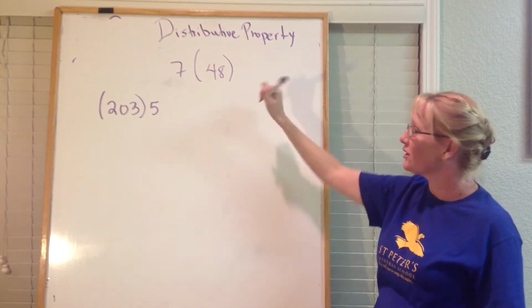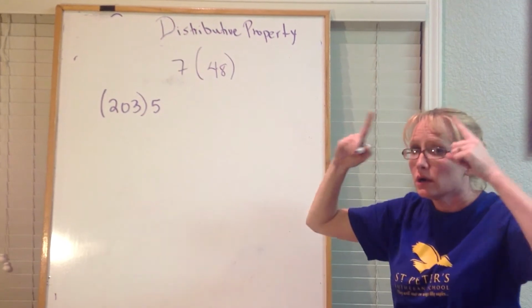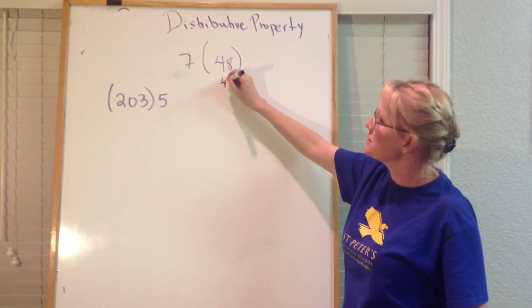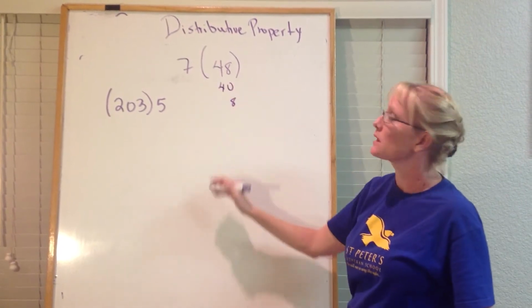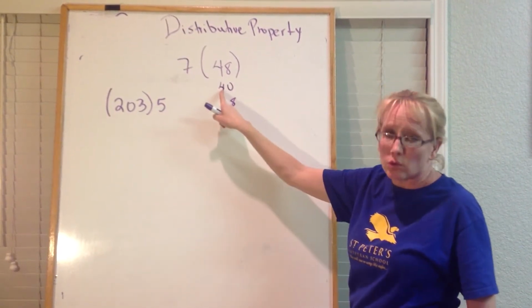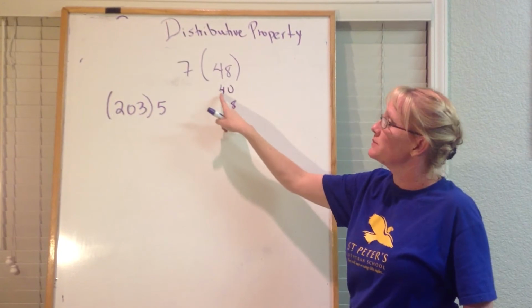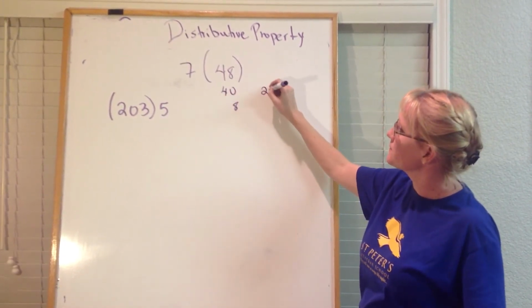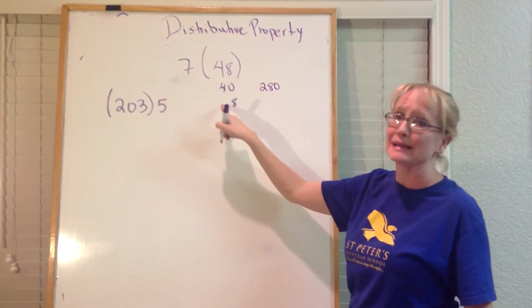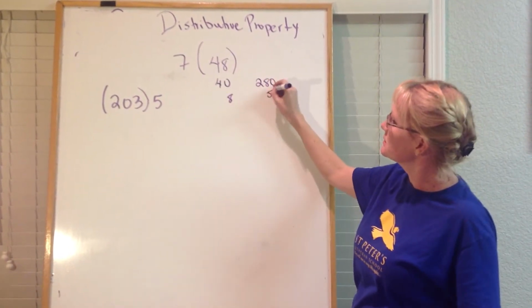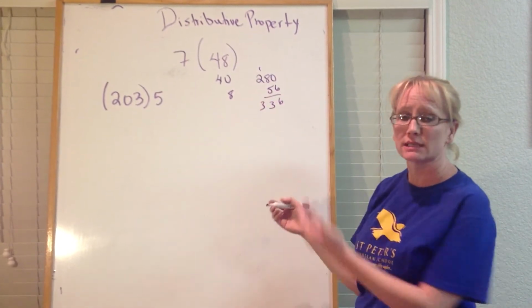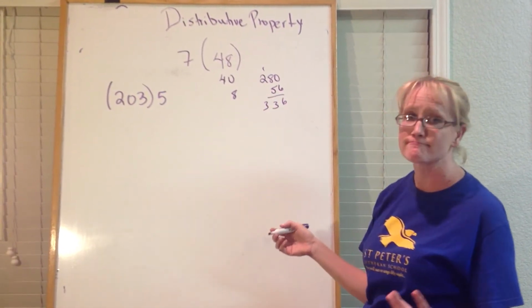Well, we could do the hard work and write it out, or we could break this apart and realize that 48 is just really a 40 and an 8. So 7 times 40: 7 times 4 is 28, plus a 0 is 280. And then 7 times 8 is 56. We can just add those together real quick and get 336, which is the answer, 7 times 48.